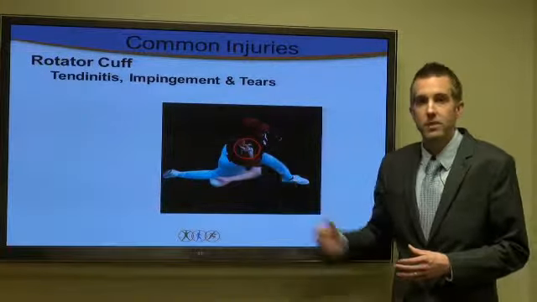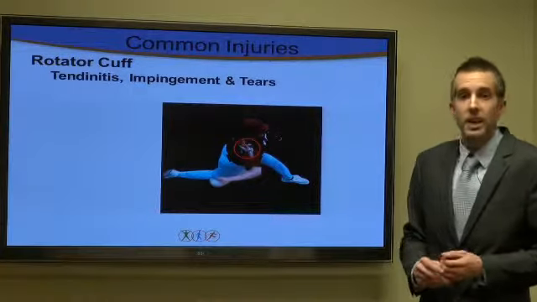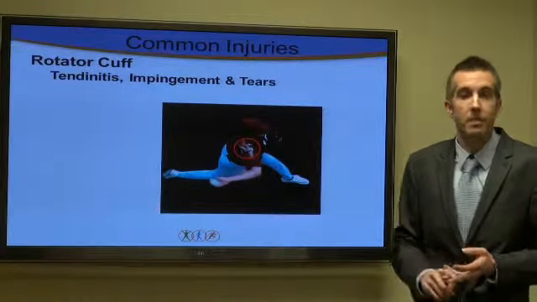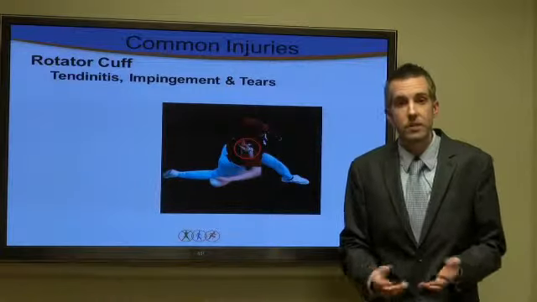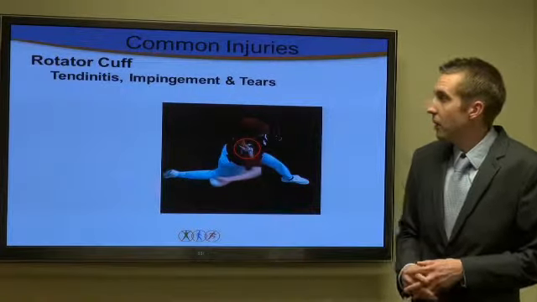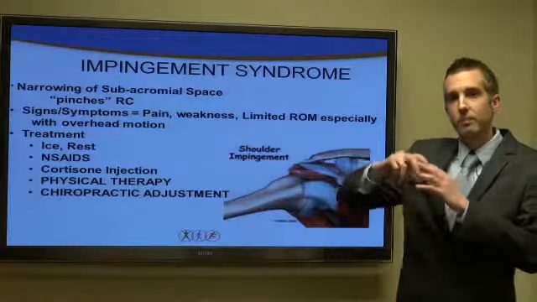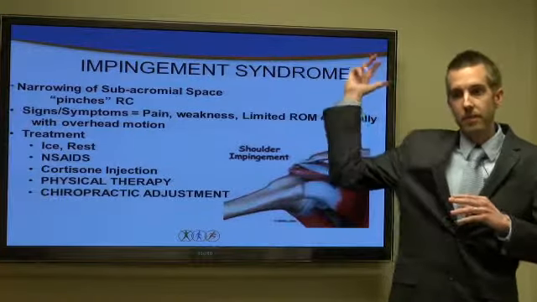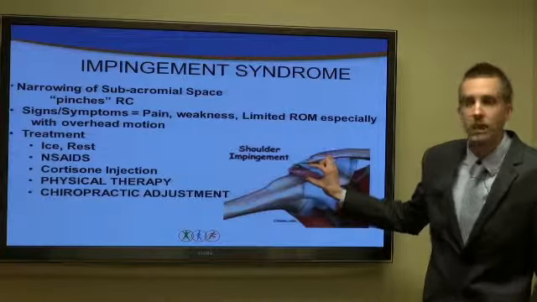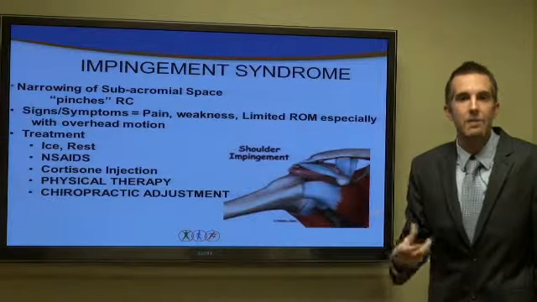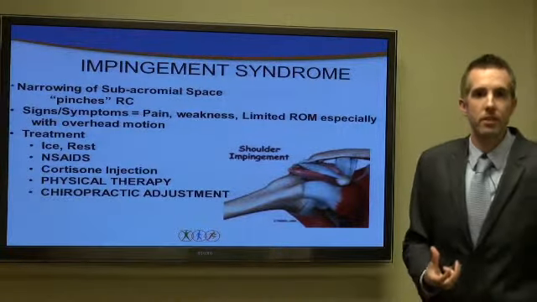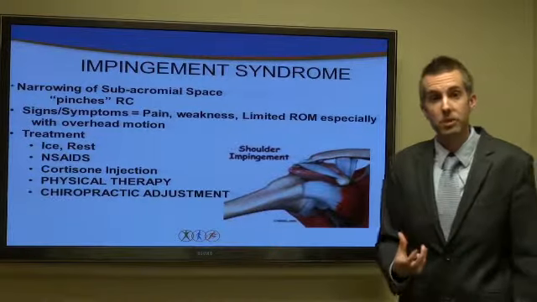Common injury, again, is the rotator cuff. You can have tendinitis, you can have impingement, or you can have tears in the shoulder. When looking at impingement syndrome, what happens is, as the baseball player brings his arm up to make that throw, you get a pinching on that rotator cuff. Over time, it can create tendinitis and inflammation of the muscle tendon. You can get bone spurs.